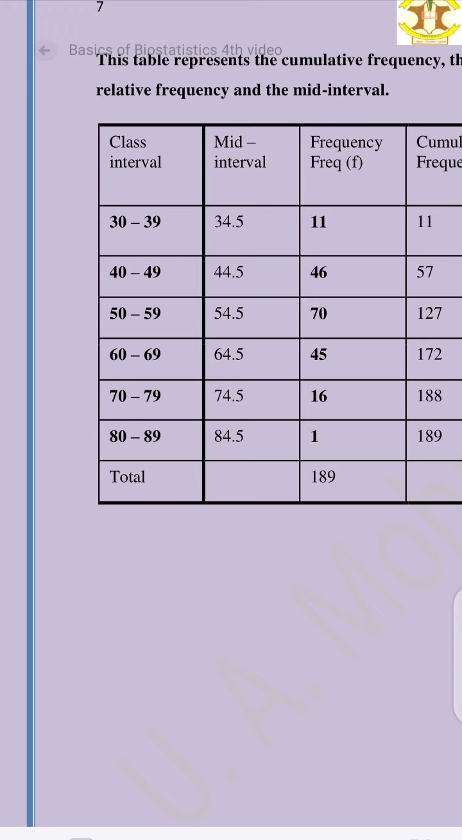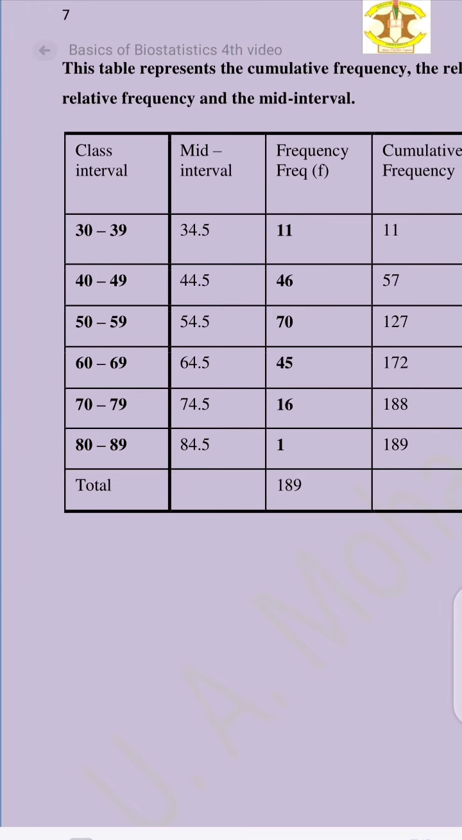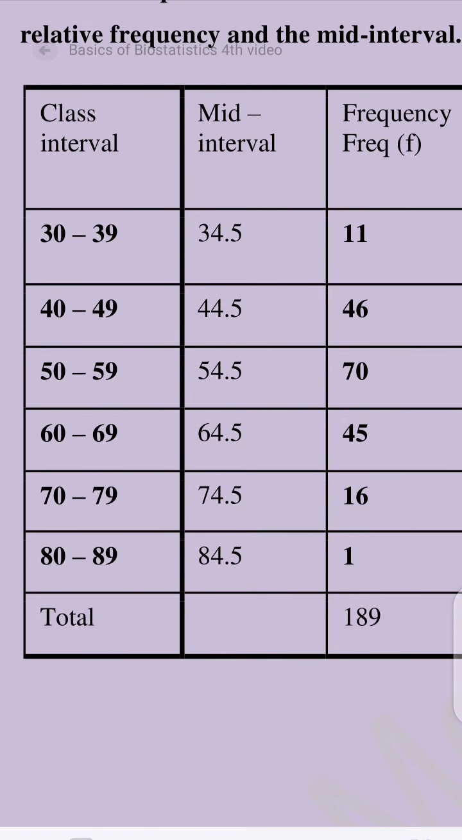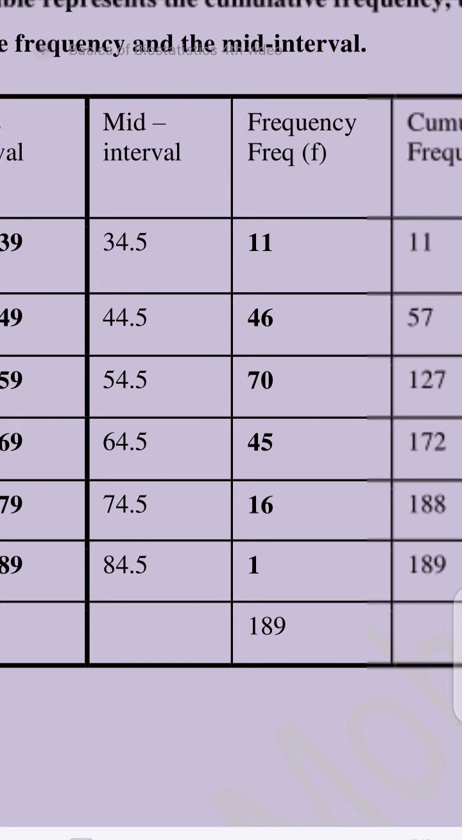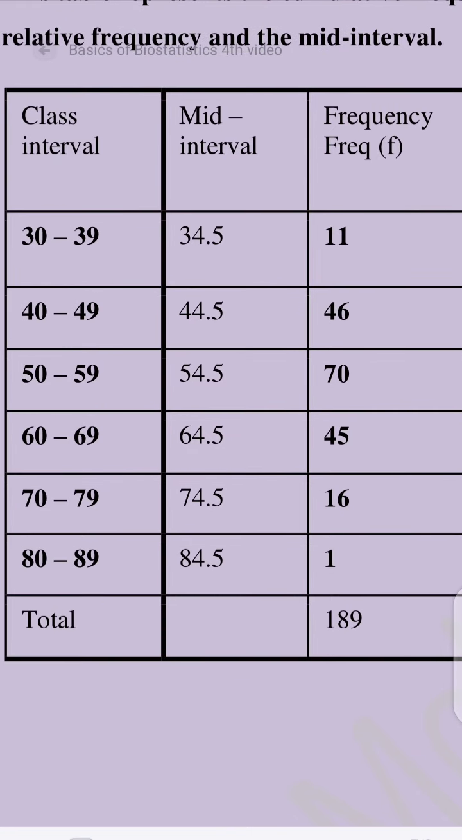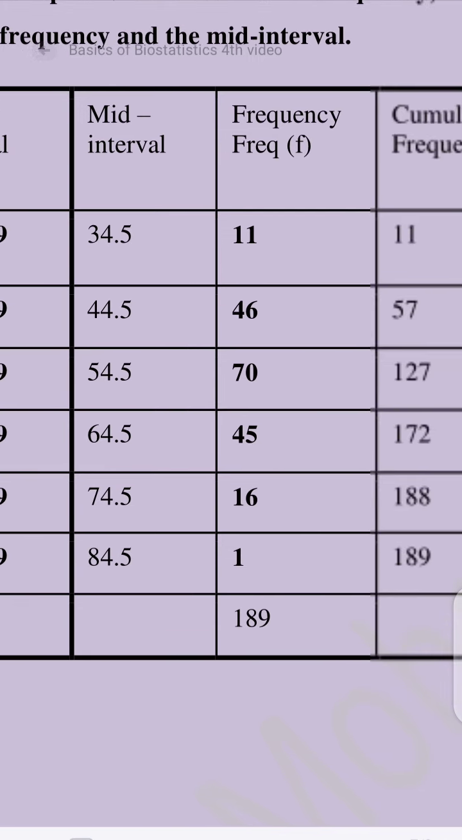Here the width is 9, and you can see the midpoints here. 30 plus 39, divided by 2, is equal to 34.5. That's how you get your midpoint, or you call it X, or you call it the mid-interval. If you have a frequency like this, for this particular class boundary, 30 to 39, you have a frequency of 11. So you total the frequencies, and it will give you 189.